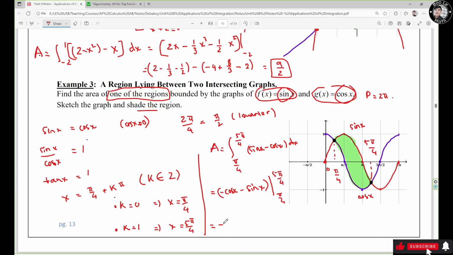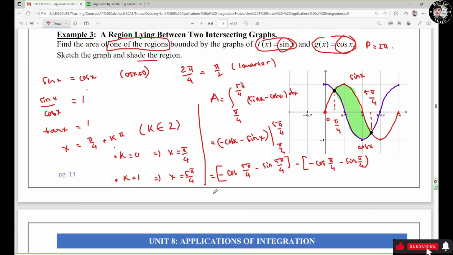Now, I have negative cosine of 5 pi over 4, subtract sine of 5 pi over 4. Then subtract the lower bound right here, negative cosine of pi over 4, subtract sine of pi over 4. Alright, now we're going to simplify. We're going to use the unit circle. It's right here. This one is pi over 4, 2 pi over 4, 3 pi over 4, 4 pi over 4, and 5 pi over 4 right here.